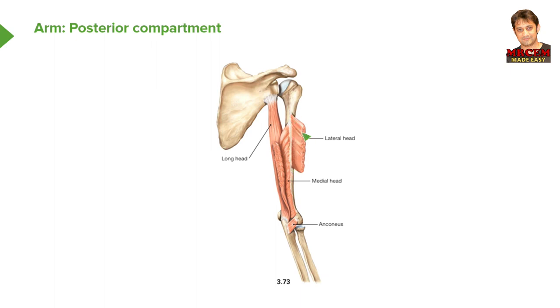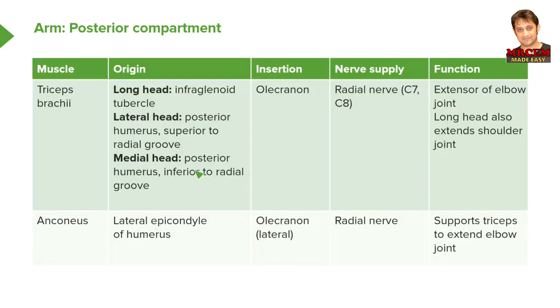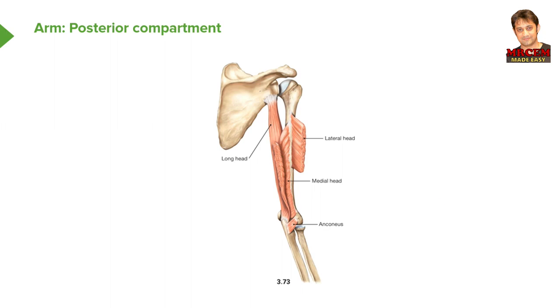Superior to the radial groove, we have the lateral head. Inferior to the radial groove, we have the medial head. So here we can see superior to the radial groove, the lateral head, inferior to the radial groove, the medial head, separated by this radial groove here. We'll later on see an important blood vessel and nerve run along here.